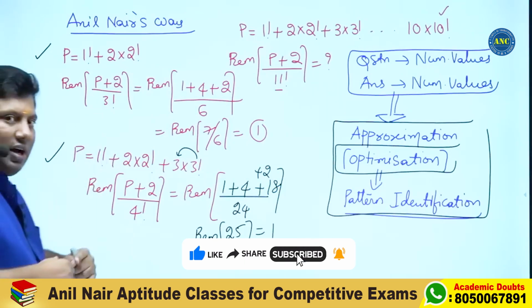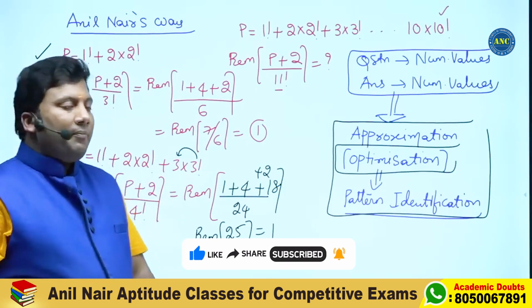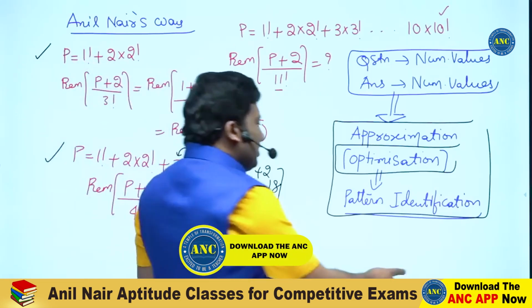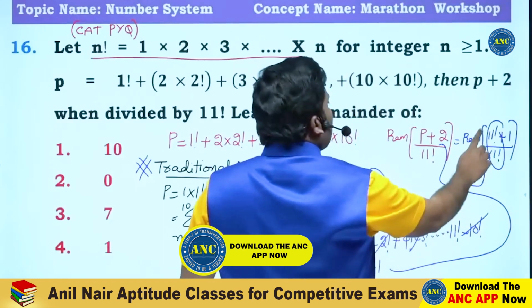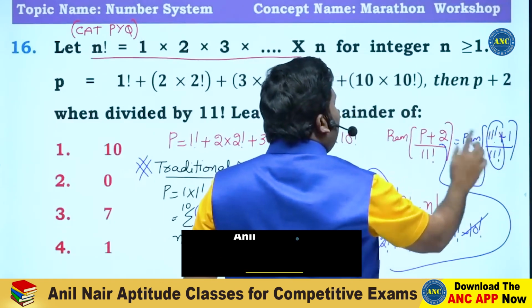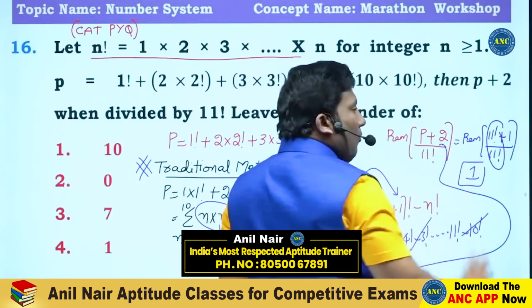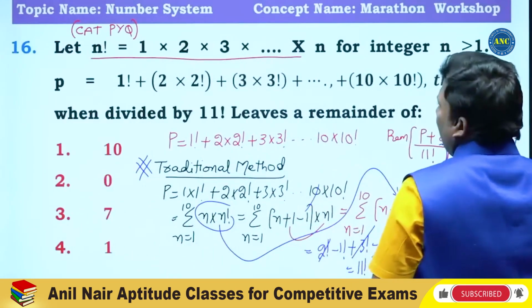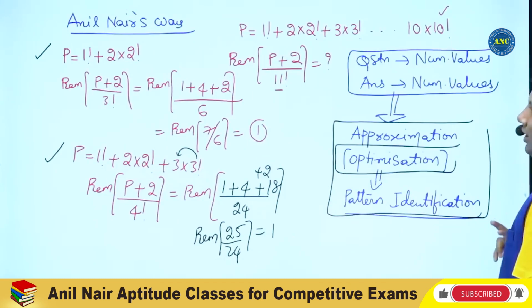The idea is clear. Now if an IIT, NIT or smart student is solving, sir, the question is 11 factorial plus 1 divided by 11 factorial. What if 11 factorial is not present? Some other number is present.